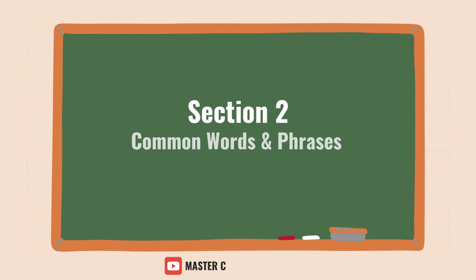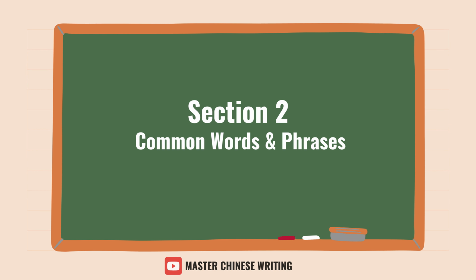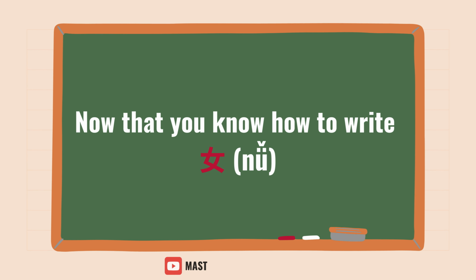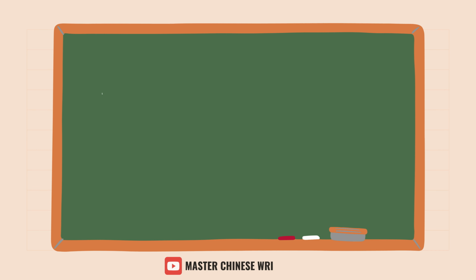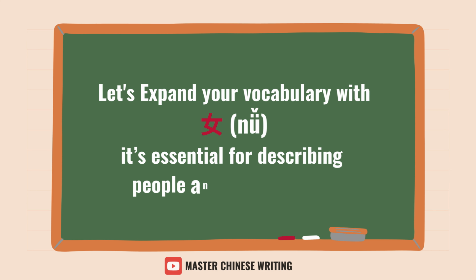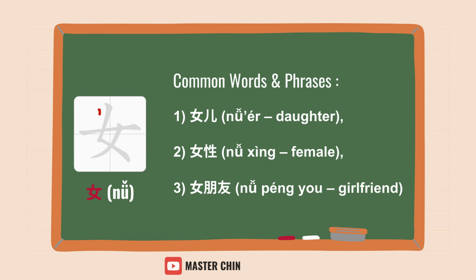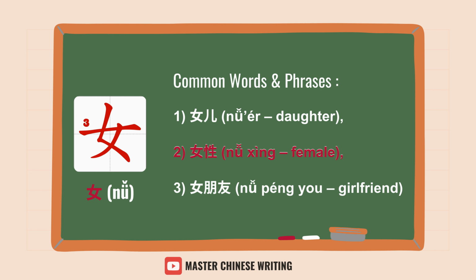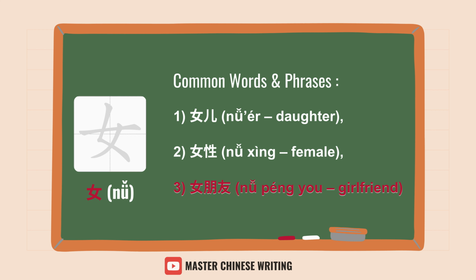Section 2. Common words and phrases. Now that you know how to write 女, let's expand your vocabulary with 女. It's essential for describing people and relationships. Common words and phrases: 女儿, daughter, 女性, female, 女朋友, girlfriend.